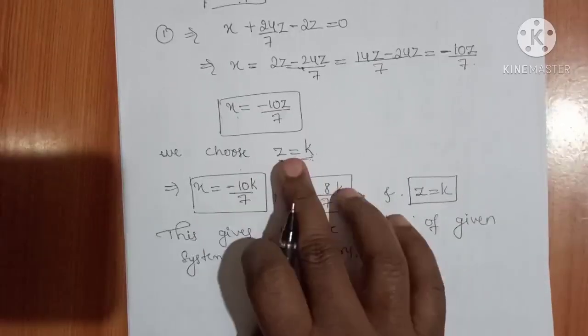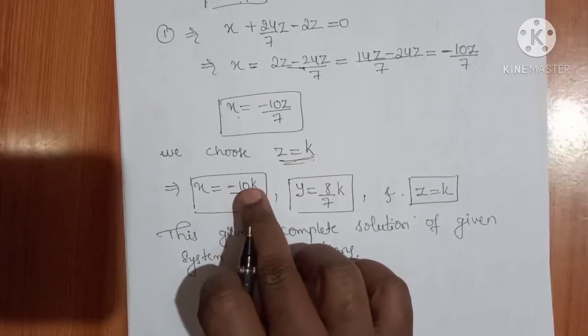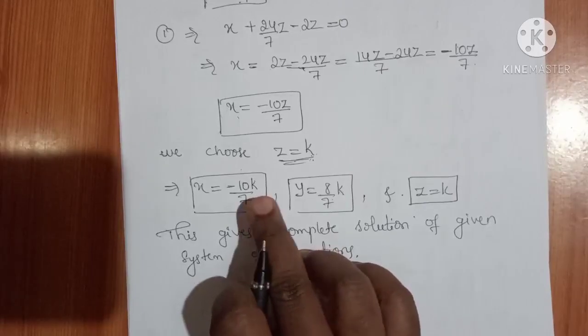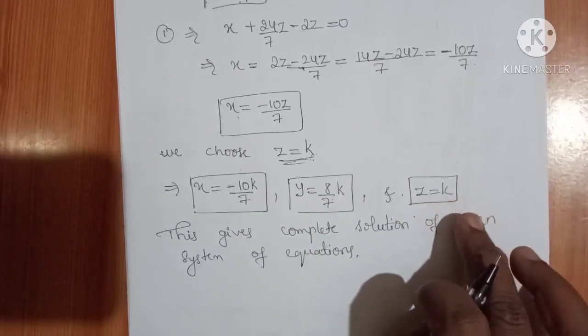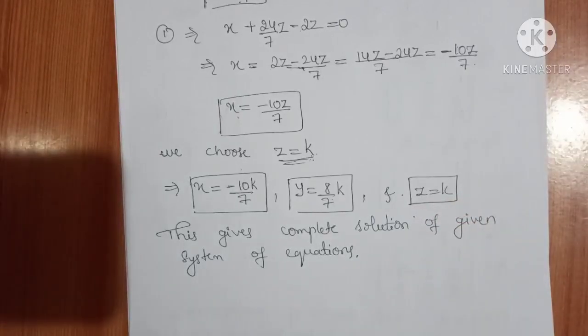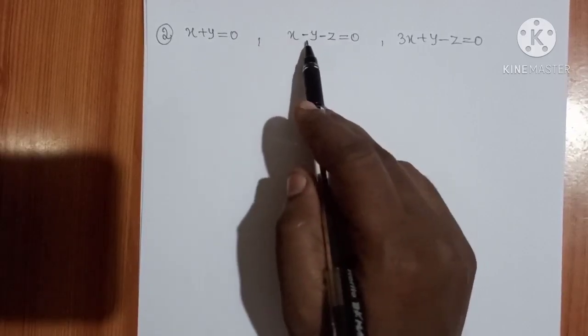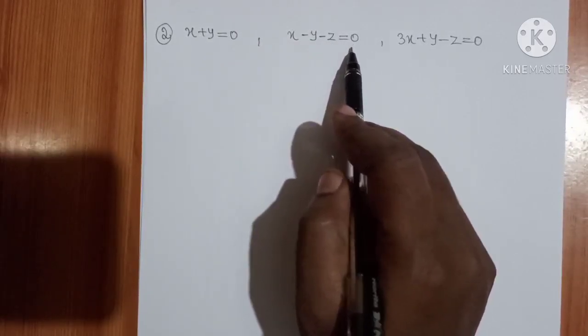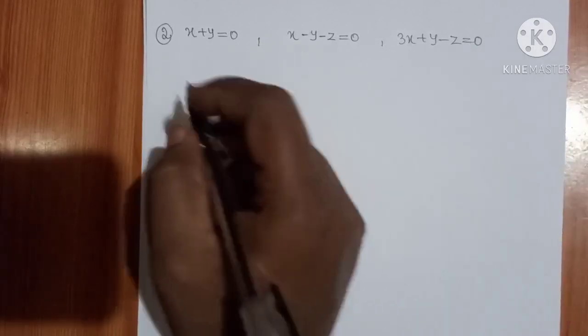So on choosing z equals to k, we get the complete solution, that is x equals to minus 10 divided by 7 into k, y equals to 8 by 7 into k, and z equals to k. Next question: x plus y equals to 0, x minus y minus z equals to 0, 3x plus y minus z equals to 0.